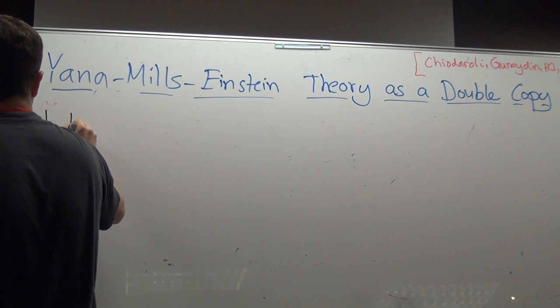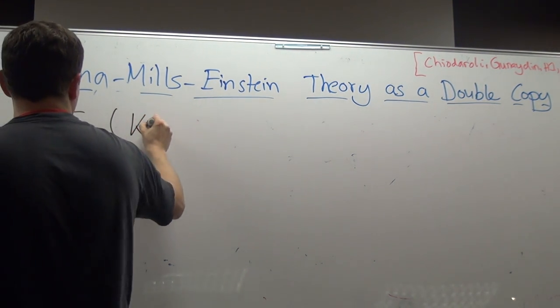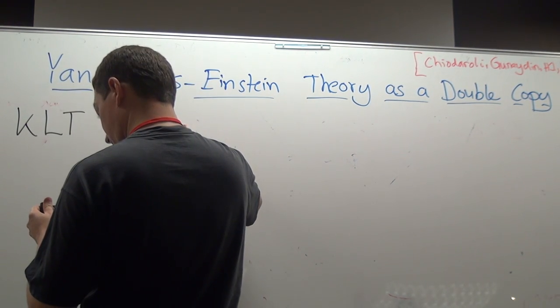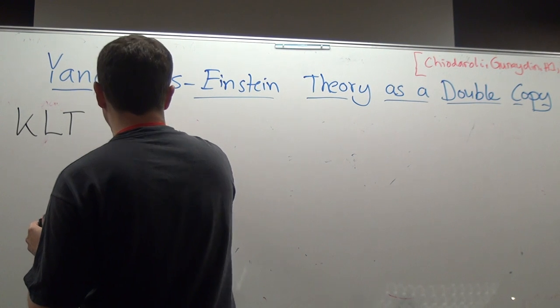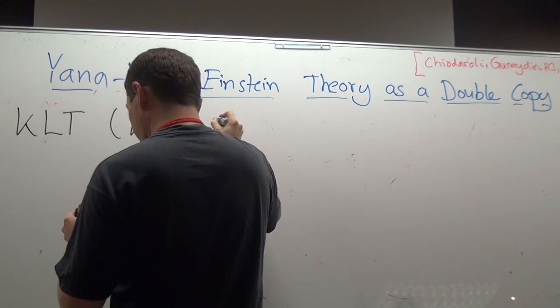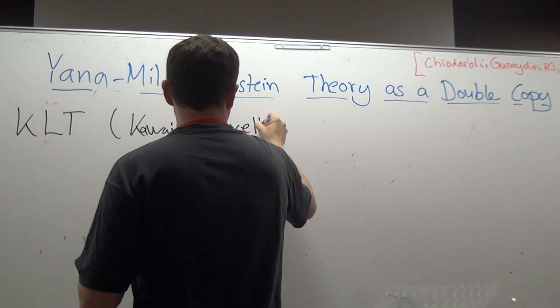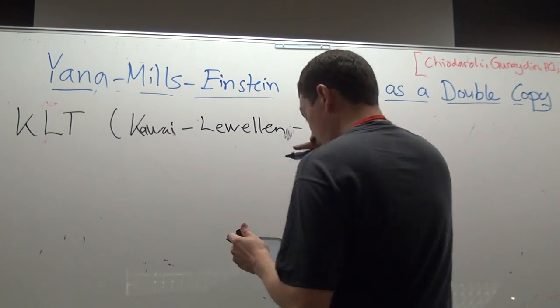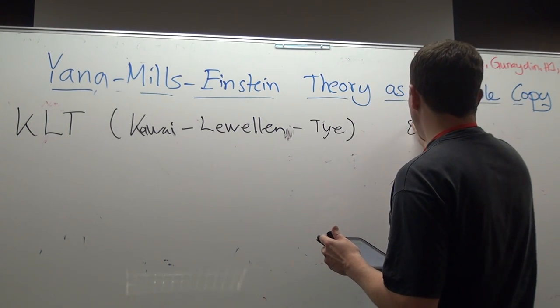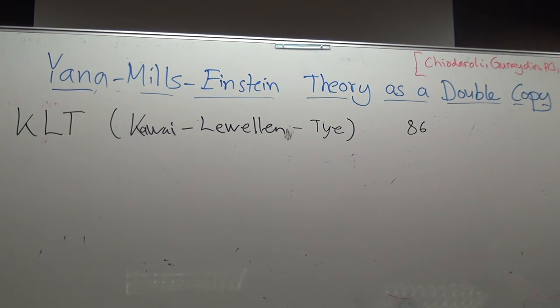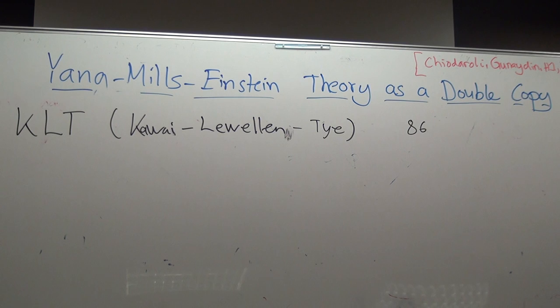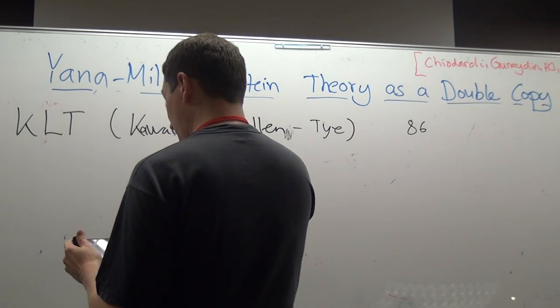So KLT stands for Kawai, Lewellen, and Tye. In '86, they wrote down a formula, or a first example of a formula, which relates different closed string theory amplitudes to open string amplitudes.